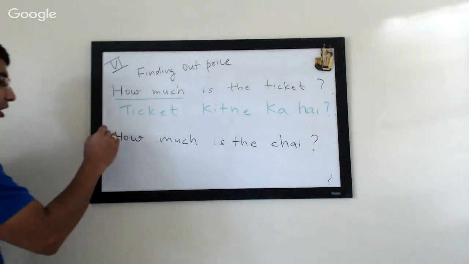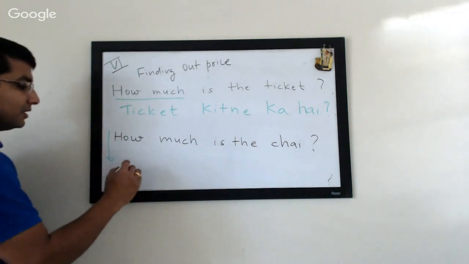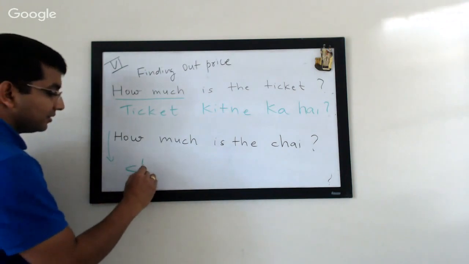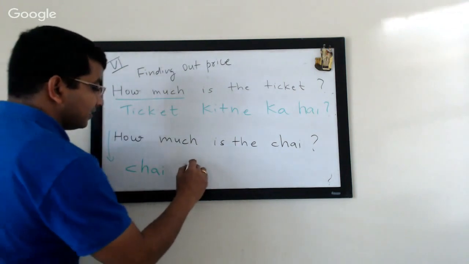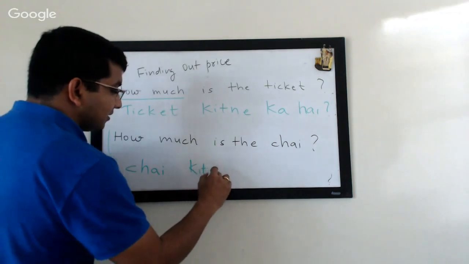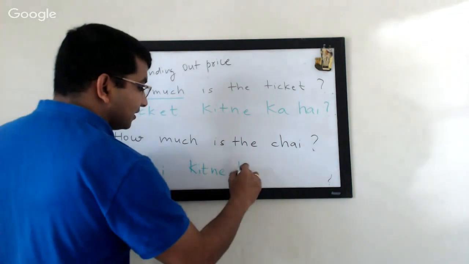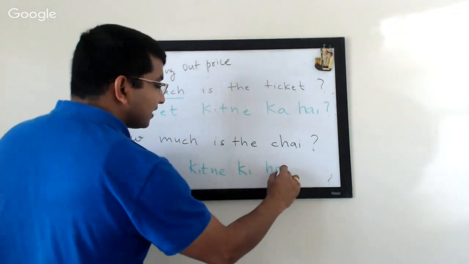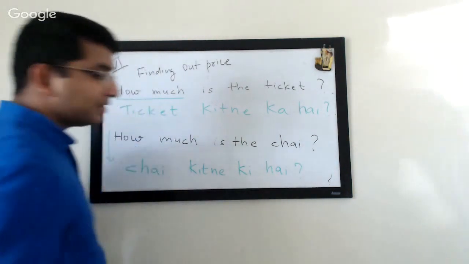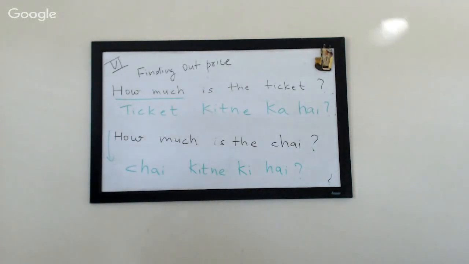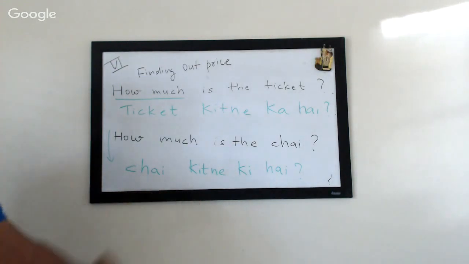So, for example, how much is the chai would be? So chai is feminine, yeah? Yeah. Chai kitni? No. So chai. So kitne. So chai kitne ki hai? Very good. Chai kitne ki hai? चाय कितने की है.